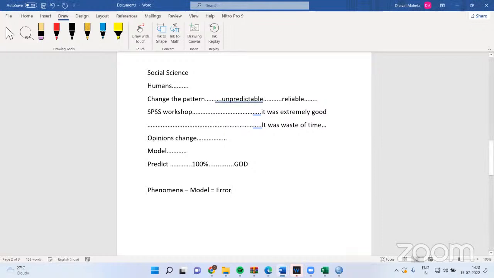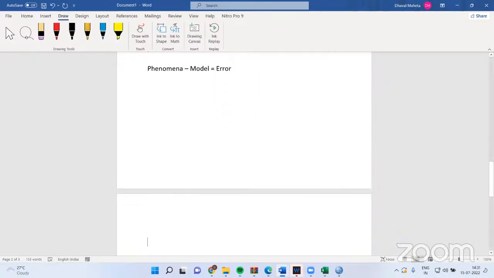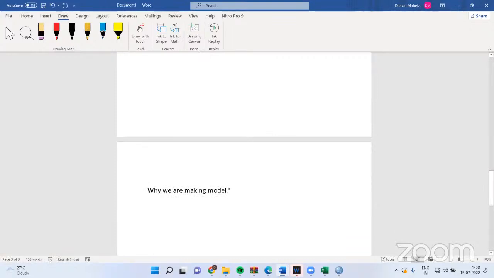So now we are trying to make a model. Now my question is, if we are not sure, error is always there, then why are we making a model? If it is not 100%, why are we making a model? To some extent, we can make prediction. Right. To some extent, reduce the uncertainty. Is it clear?